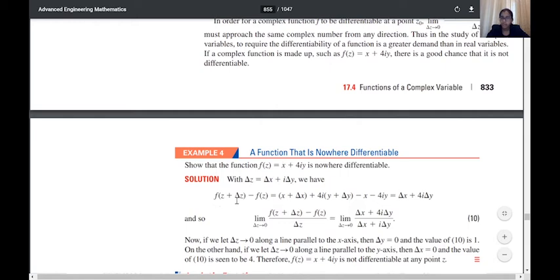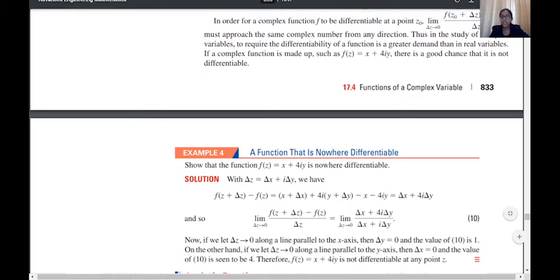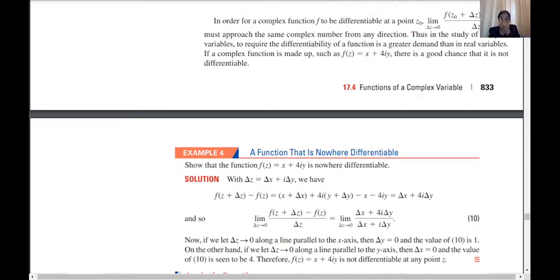I hope the concept is clear. If z is denoted by x and y, we have x plus 4iy. So instead of z, we have delta z. For delta z, the real part will be delta x and the imaginary part will be delta y. So f of z plus delta z minus f of z will be x plus delta x plus 4i into y plus delta y, minus x minus 4iy. When we simplify this, x and x get cancelled and correspondingly 4iy gets cancelled. So we get delta x plus 4i delta y, right?